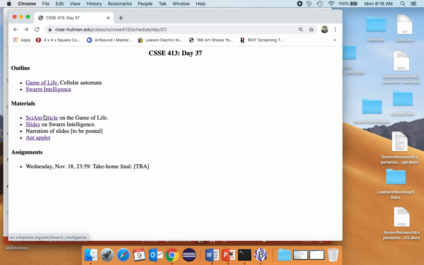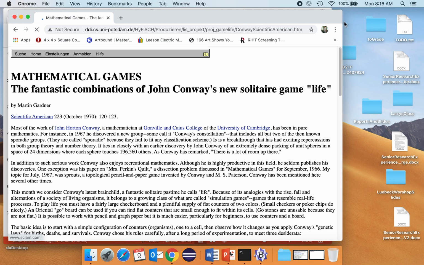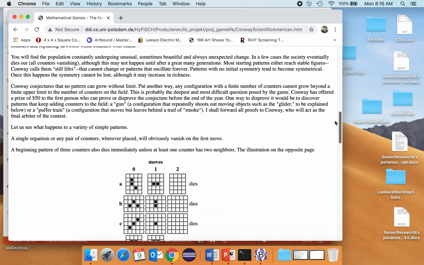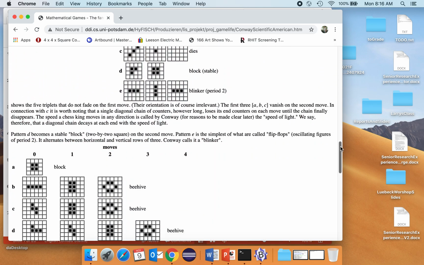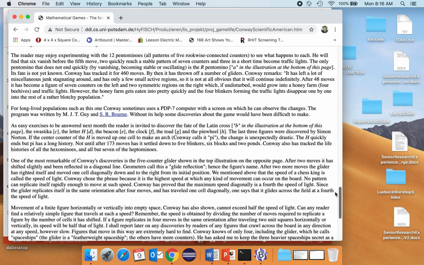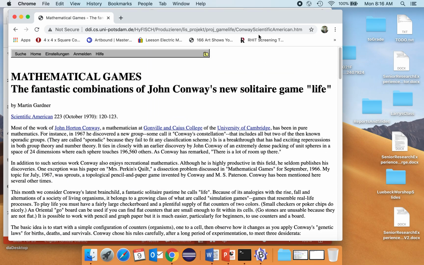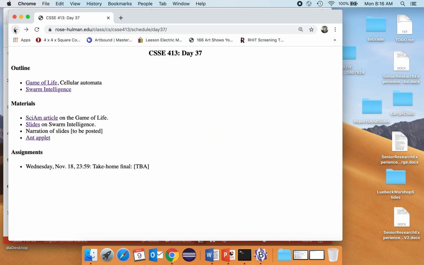I think this article over here takes a little bit of time to load. It has an animation in it that lets you play with it. No, sorry about that. So again, this is the original article in which it was proposed. It was introduced by Martin Gardner in Scientific American.